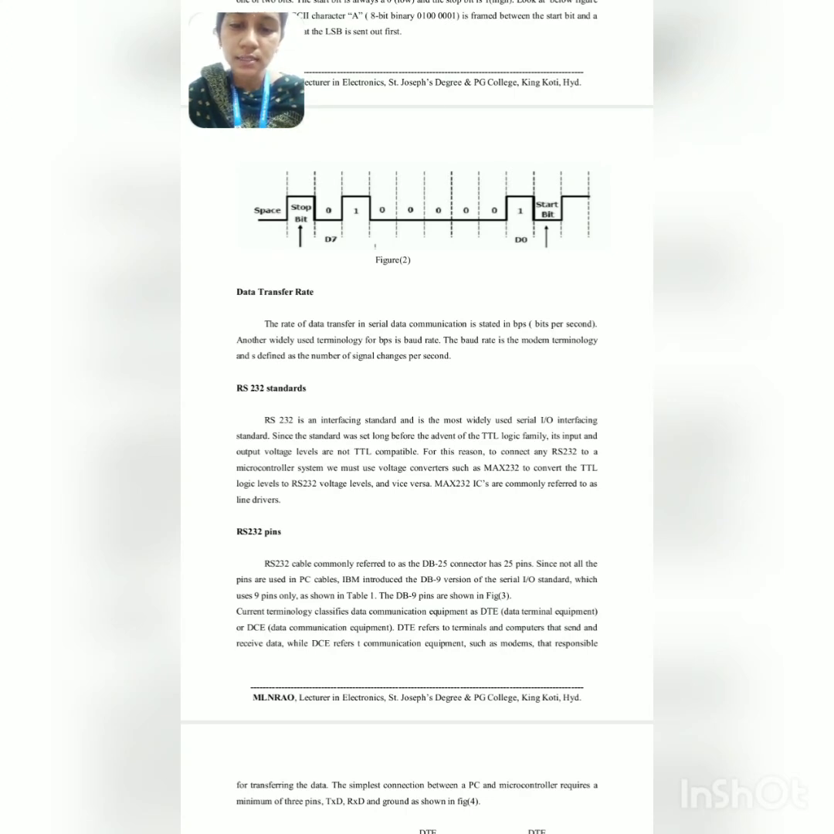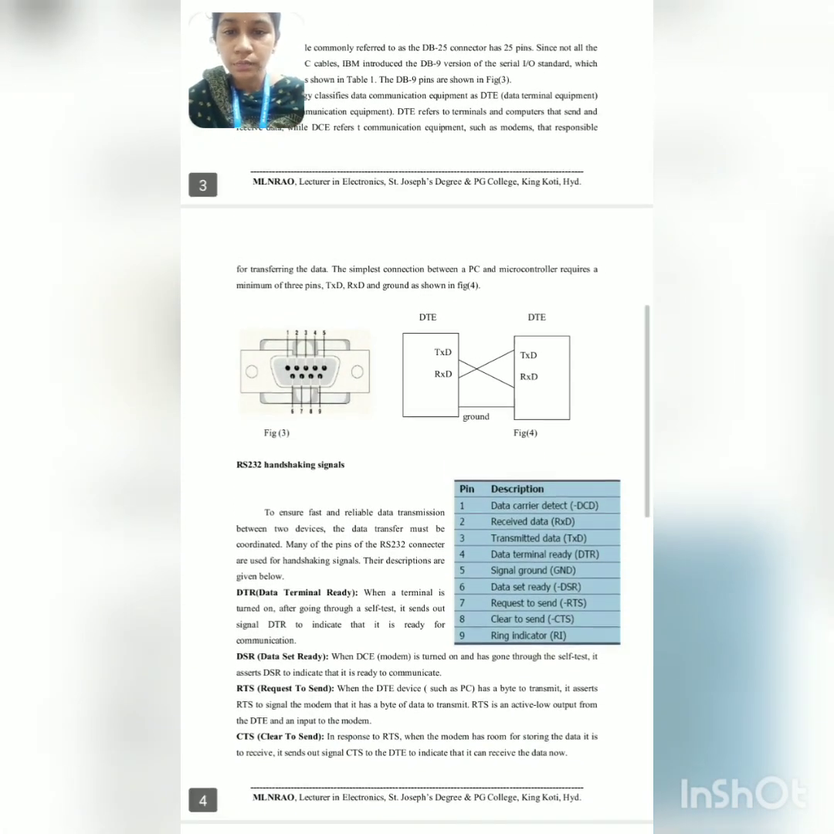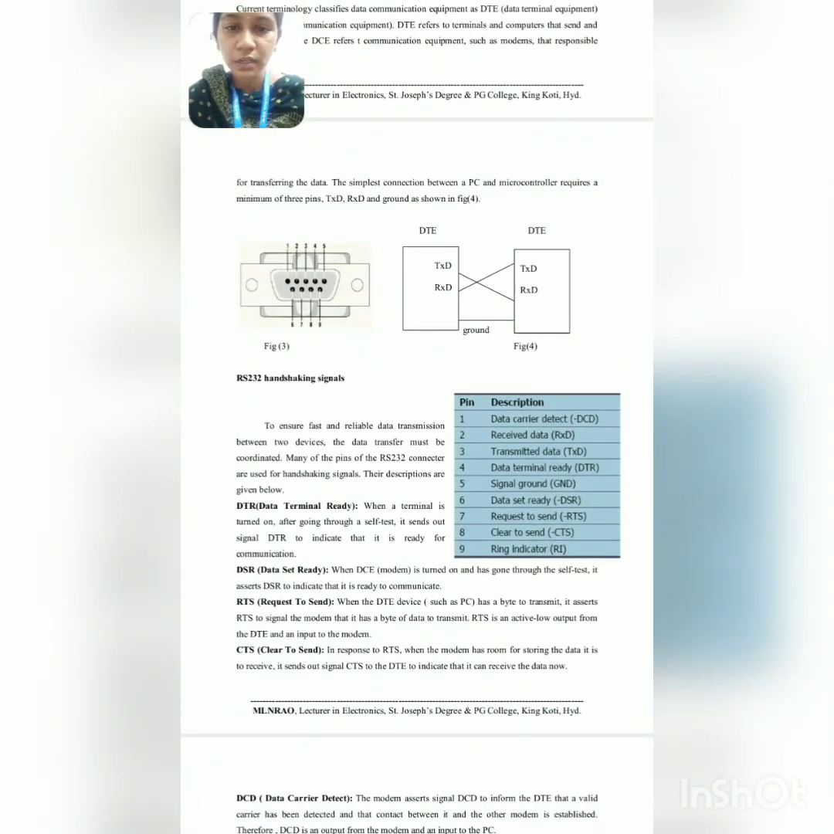Current terminology classes data communication equipment as DTE, data terminal equipment, or DCE, data communication equipment. DTE refers to terminals and computers that send and receive data, while DCE refers to communication equipment, such as modems, that are responsible for transferring the data. The simplest connection between a PC and a microcontroller requires a minimum of 3 pins, TxD, RxD, and ground, as shown in the figure.